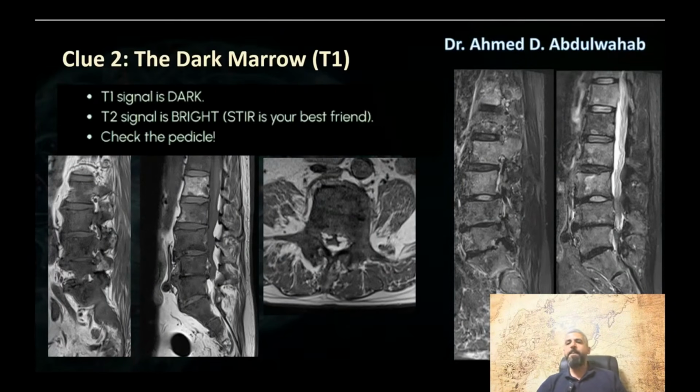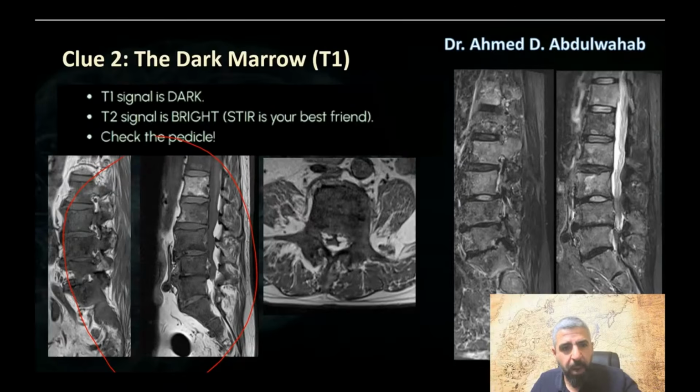Rule of M of our protocol, the marrow. Look at the T1. The vertebral body should be bright because it contains fatty marrow. But here, it's black. Something has eaten the fat and replaced it with something evil. Look at the pedicles. It's gone.